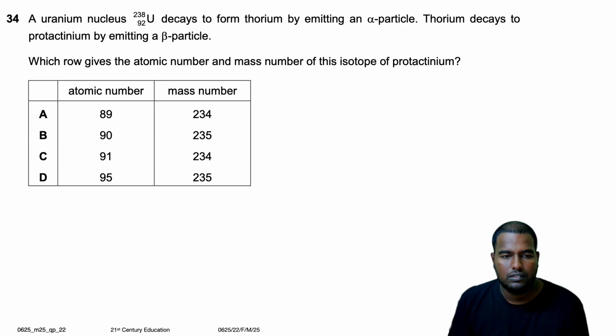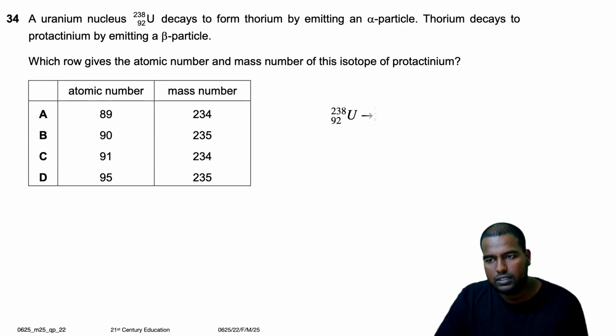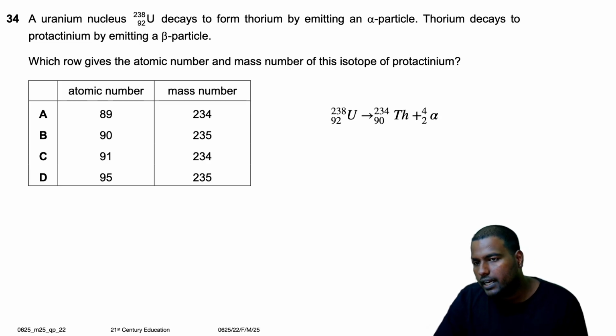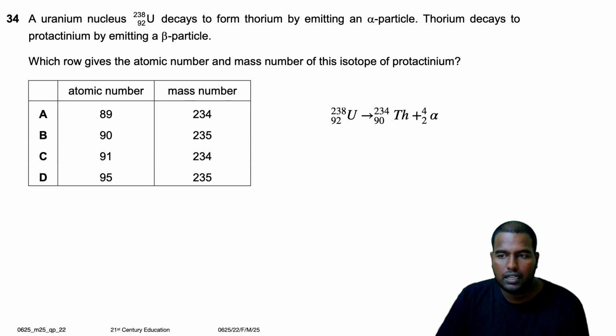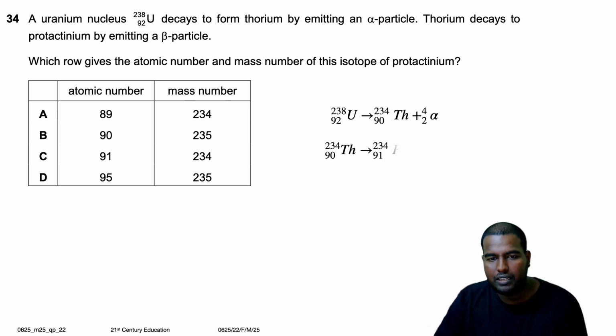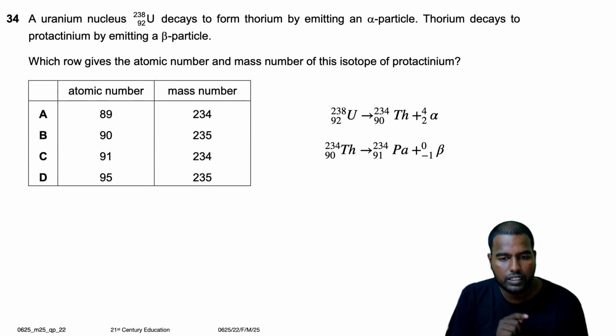Okay. So let's write the equation. It decays to thorium by alpha. So 92-238 uranium U is 90-234 thorium plus 2-4 alpha. Okay. Now again, it changes to Pa by emitting a beta particle. We know that beta is -1. So the proton number has to increase by 1. No change in the mass number.